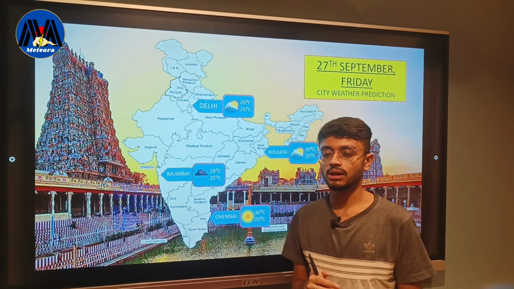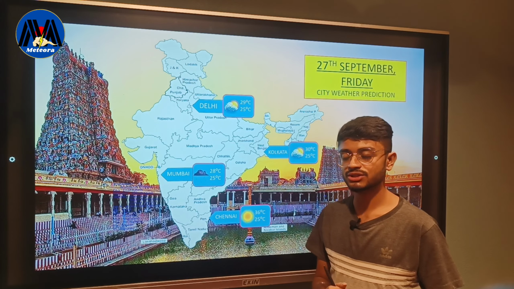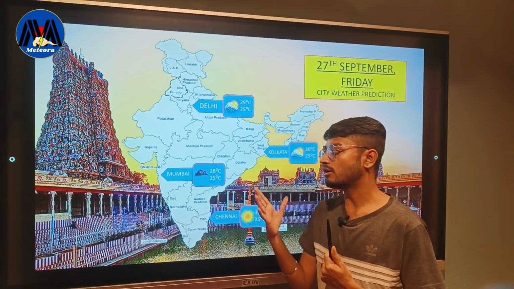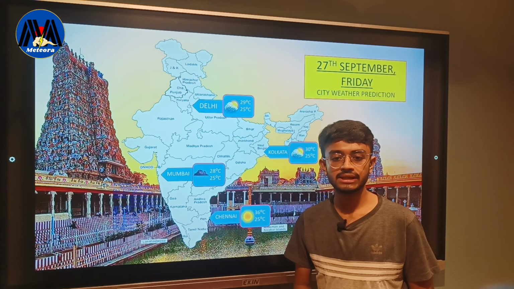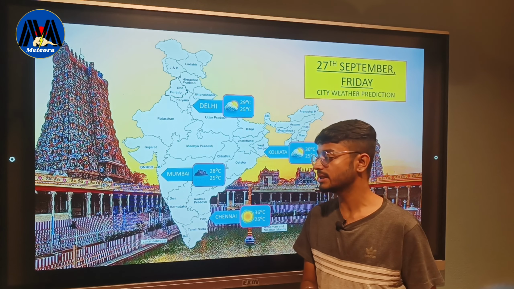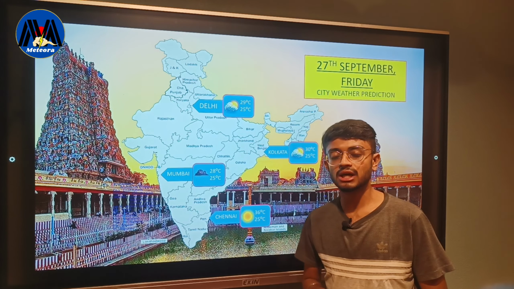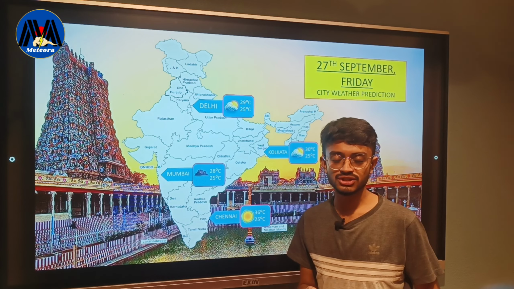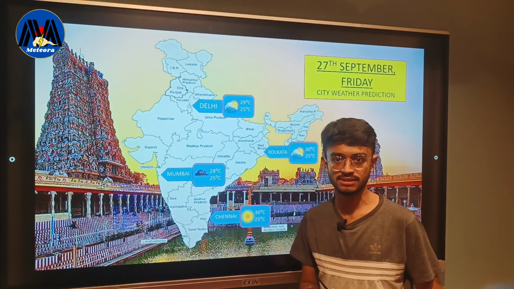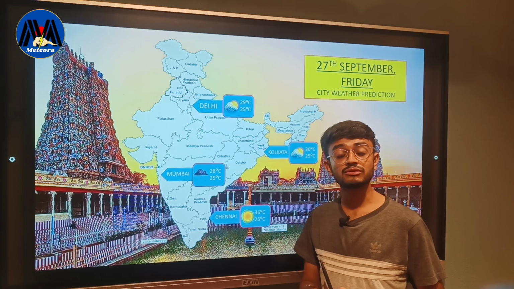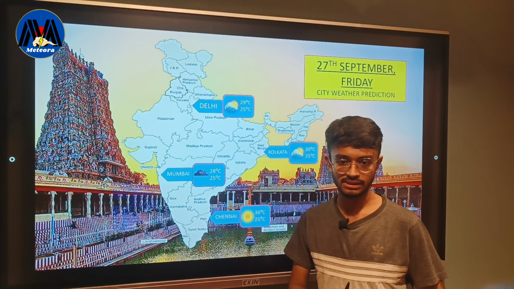For Mumbai, overcast with rainfall conditions will be prevailing, with 28 degrees centigrade as the highest temperature and 25 degrees centigrade as the lowest temperature recorded here. For Chennai, sunny conditions will be prevailing as far as seen, and 36 degrees centigrade is the highest temperature and the minimum temperature will be recorded as 25 degrees centigrade.